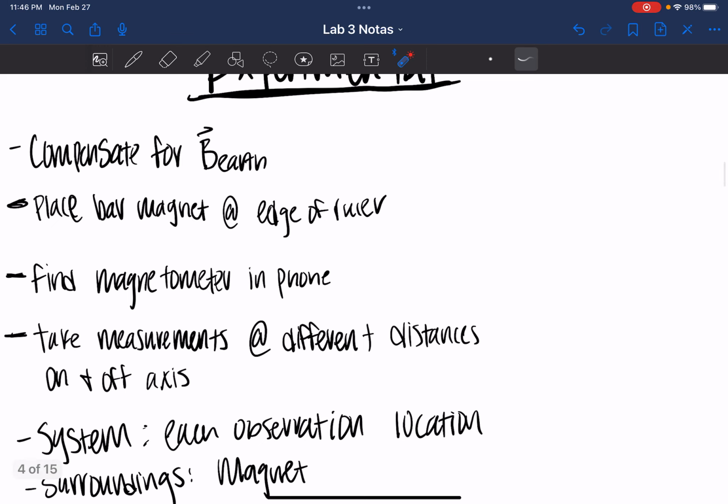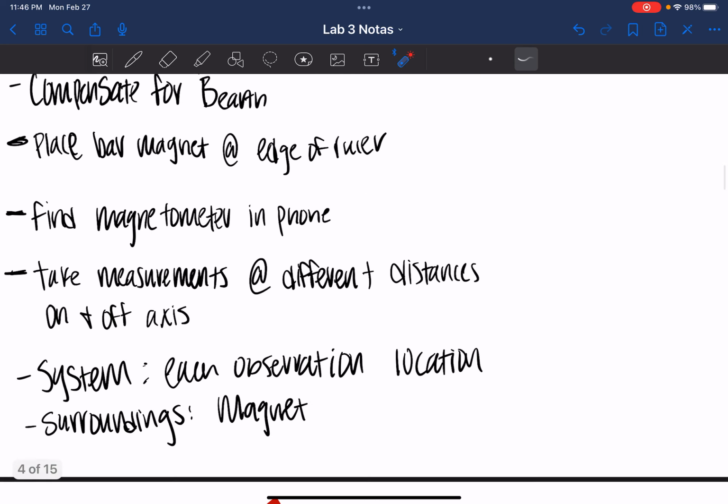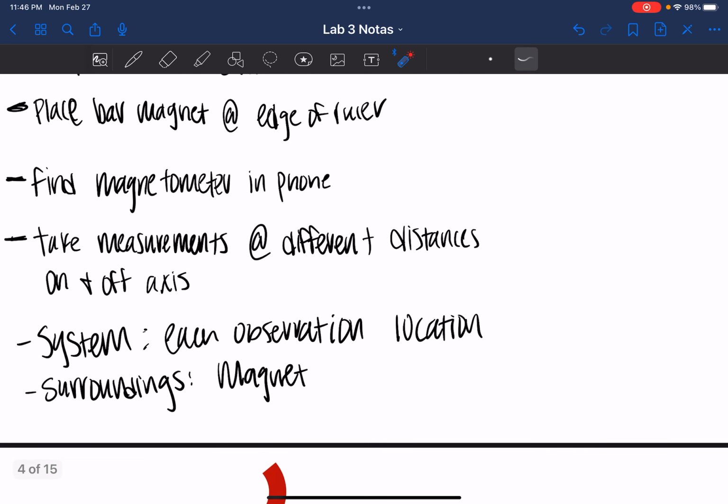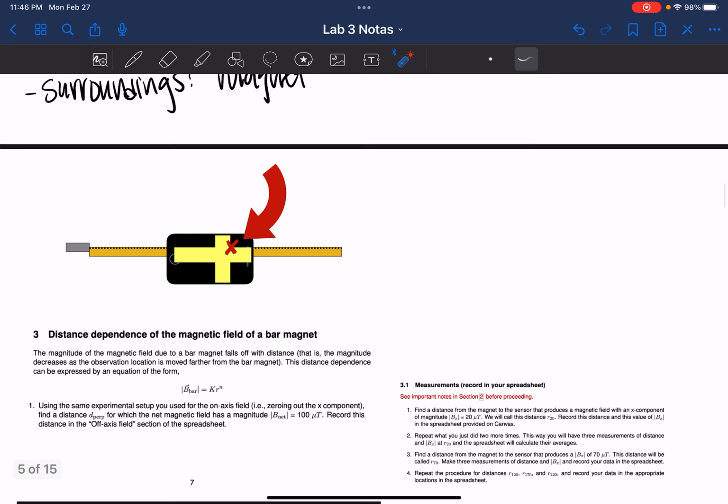And then we had to find the magnetometer of the phone, which we'll talk about, and then we had to take measurements at different locations on and off axis. The system was the observation location, each one that we did, and the surroundings were the magnet.